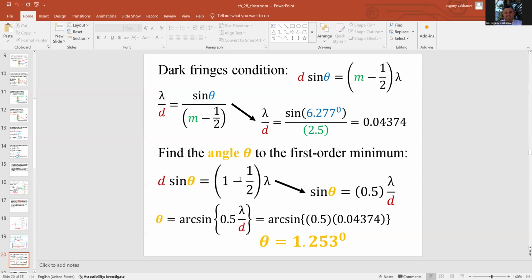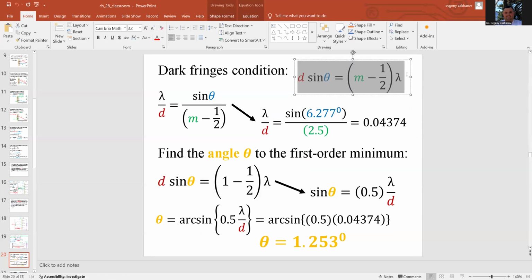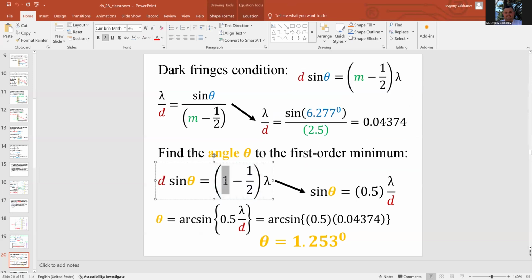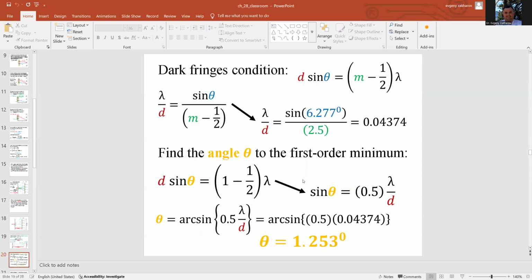And now for the first order minimum, it's the same formula. See how the formula is the same, but m is now 1, not 3. And the angle that we are looking for will have a different coefficient. 0.5, it's not 2.5, but it's the same ratio for wavelength versus the width of a slit. So we don't know the width of a slit. We don't know the lambda, but we don't need to solve for any of that.